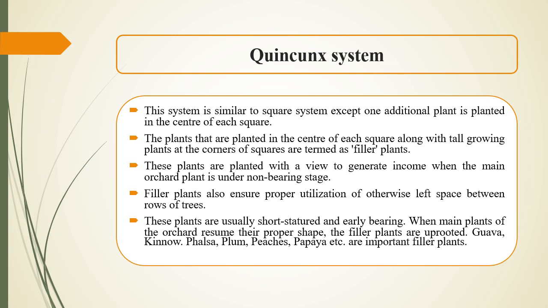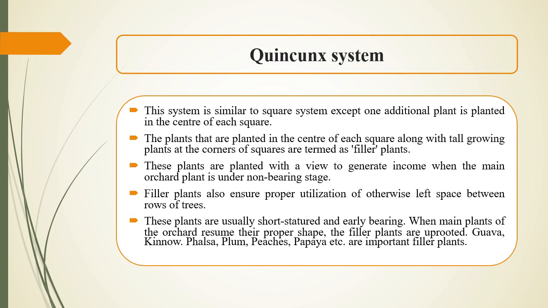Filler plants also ensure proper utilization of otherwise left space between rows of trees. The plants are usually short-statured and early bearing. When main plants of the orchard attain their proper shape, the filler plants are uprooted. Guava, kinnow, falsa, plum, peach, papaya are main filler plants.